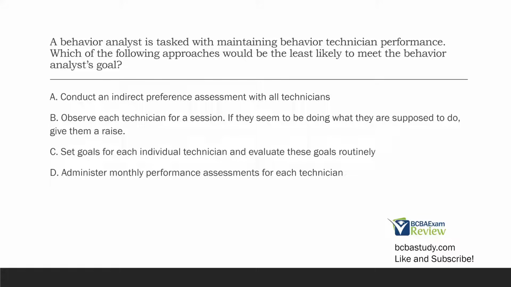D is way better than B, where we're just going in, observing, and then making an assumption or going off subjective opinion. Yes, you're doing well. No, you're not doing well. Think about if we did B, all the biases in play, all the variables in play. D is way better because it's a systematic performance assessment. B is just subjective observation. B is going to be the worst approach. That is going to be the least likely to meet the behavior analyst's goal. Again, just like client work, right? Think about personnel management like handling clients.